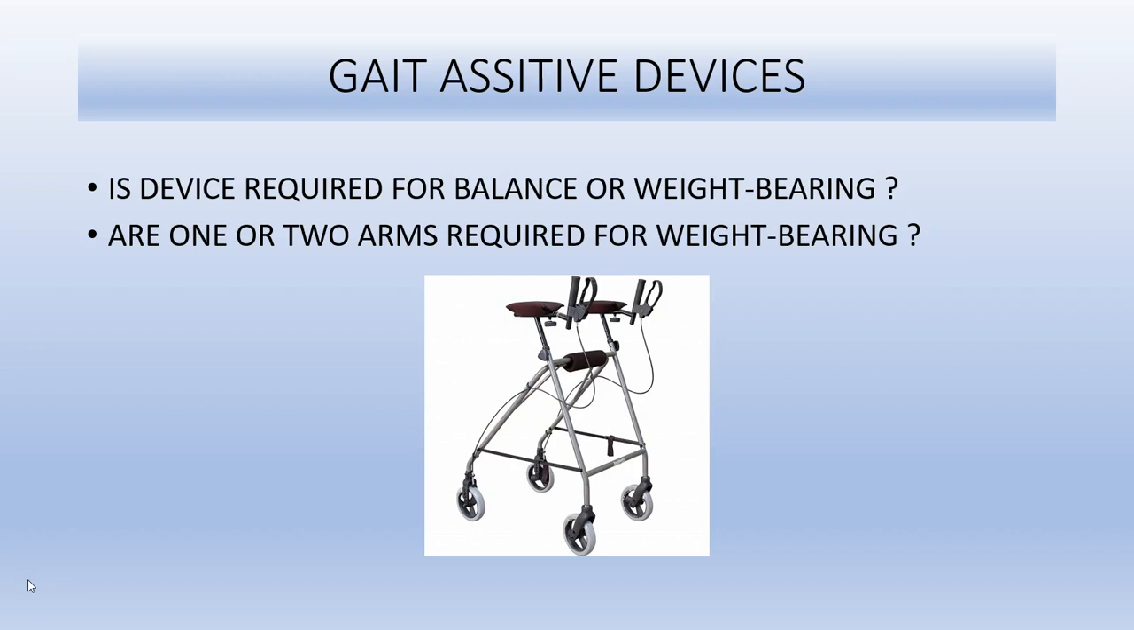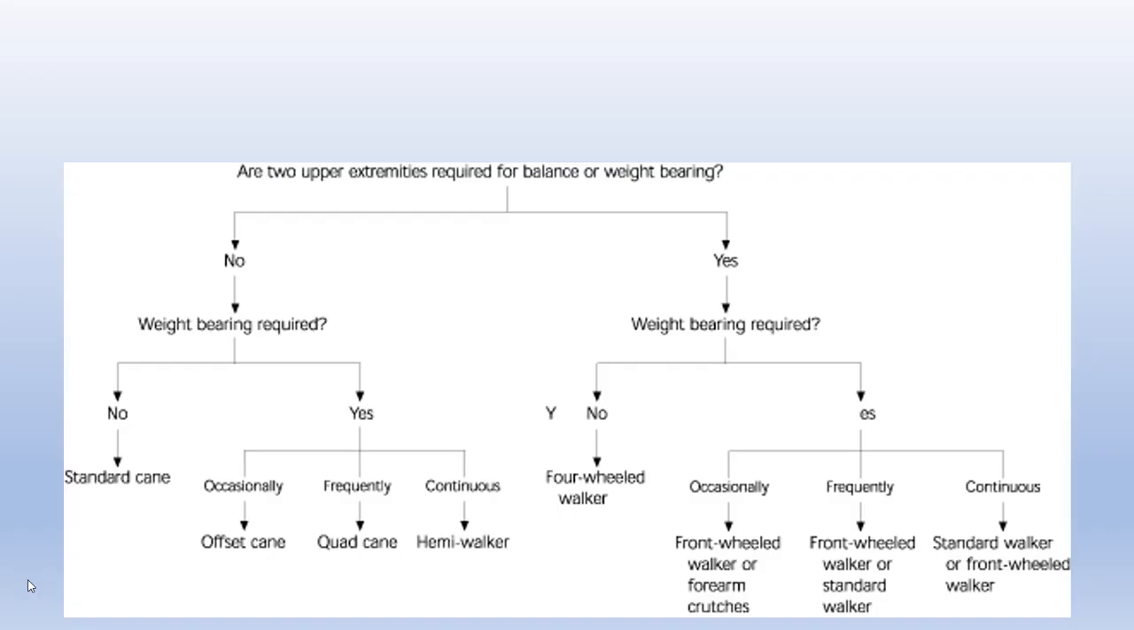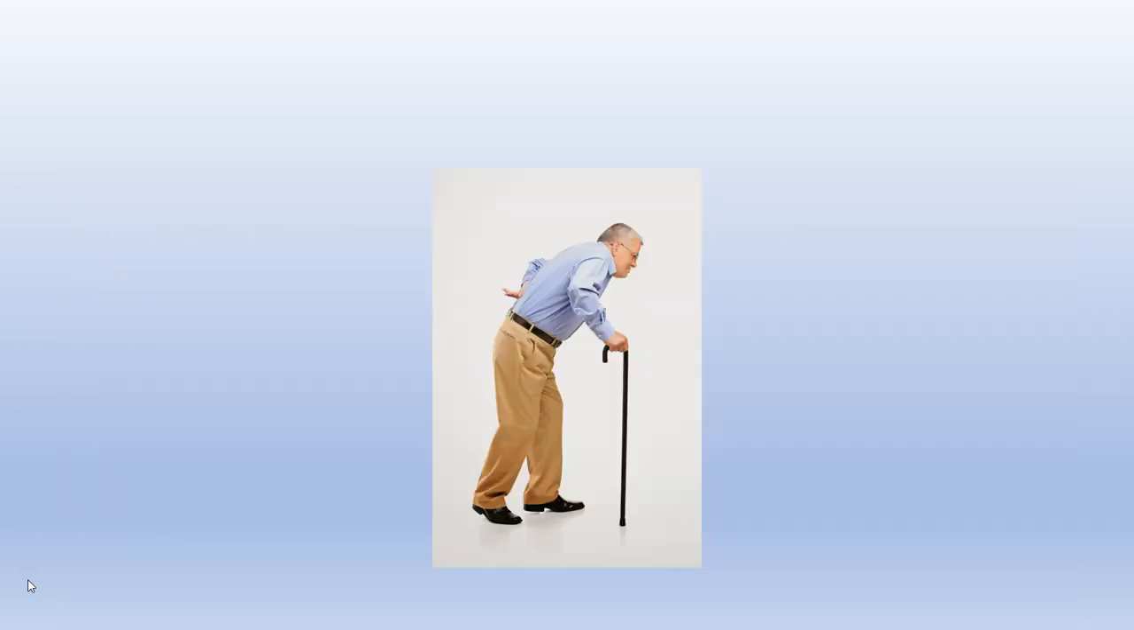Lastly, looking at gait assistive devices. You want to ask yourself, is a device appropriate for this patient? Do they require one or two arms for their assistance? And there are certainly schema that can be followed depending on the individual patient, their weight, their size, their ambulatory demands, their upper extremity use. So you have many options, including hemi walkers and quad canes and offset canes and walkers to help patients.